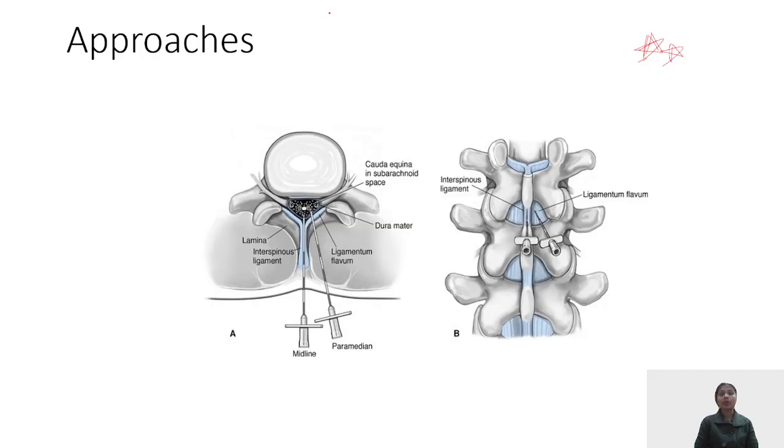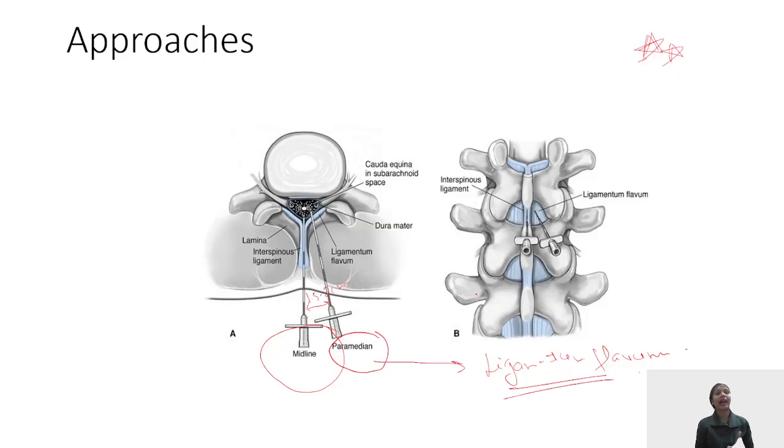There can be two approaches. One is the midline approach, in which we introduce the needle midline, and other approach is around 1.5 to 2 centimeter lateral, that is your paramedian approach. The only thing that you all have to remember in these approaches is that in paramedian approach, there is only one ligament that comes. Your supraspinous, your interspinous, they both ligaments are surpassed. Only ligamentum flavum comes. Ligamentum flavum is the only common ligament between these two approaches.